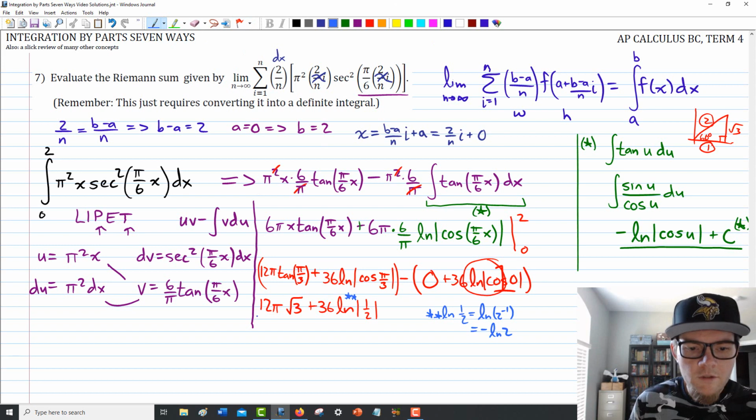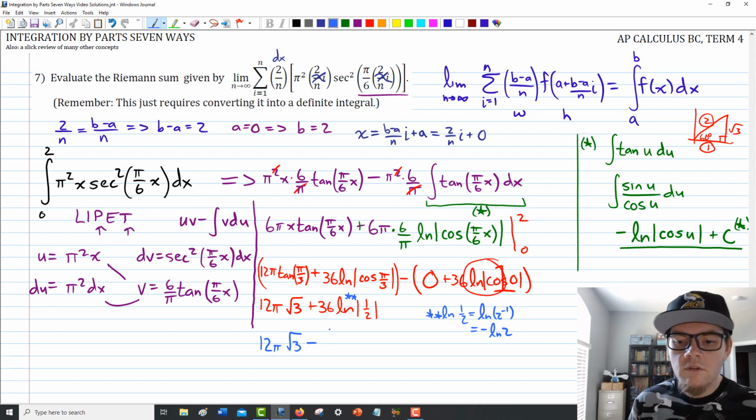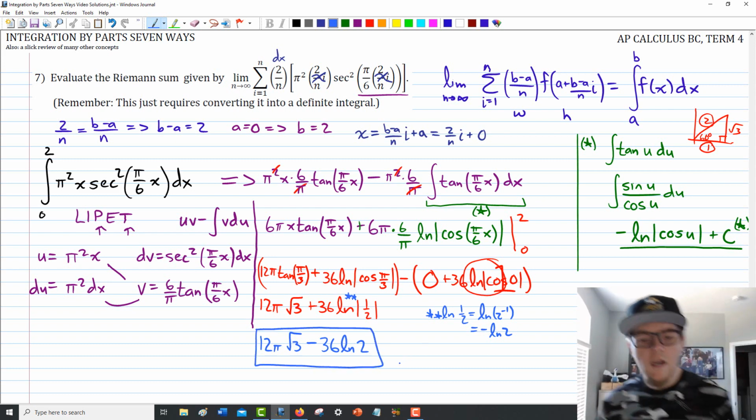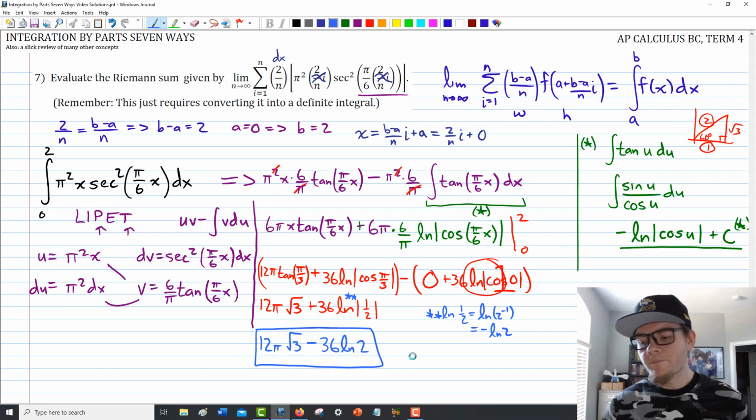So the only thing that I'm going to do to wrap this up a little bit better is I'm going to write this as 12 pi root 3. Then I'll bring that negative to the front, so minus 36 ln of 2. So this is the answer that I'm expecting to be correct.